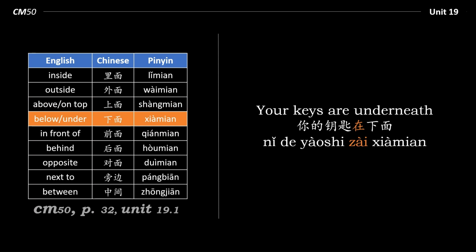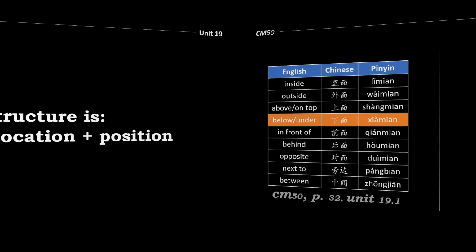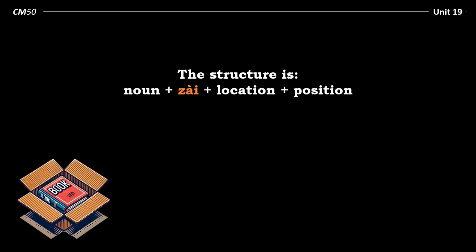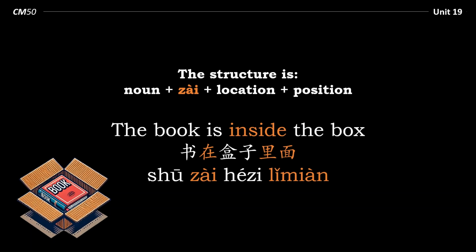But what if we wanted to indicate the position of a noun in relation to another location? In this case, we would need this structure. Noun, 在, location, and position. Let's take a look at this in an example sentence. The book is inside the box. Now, how does this relate to the structure above in Chinese?